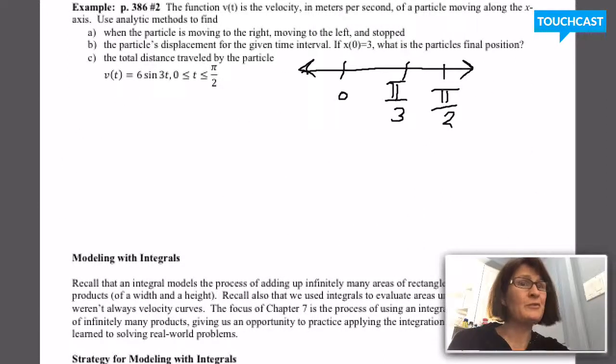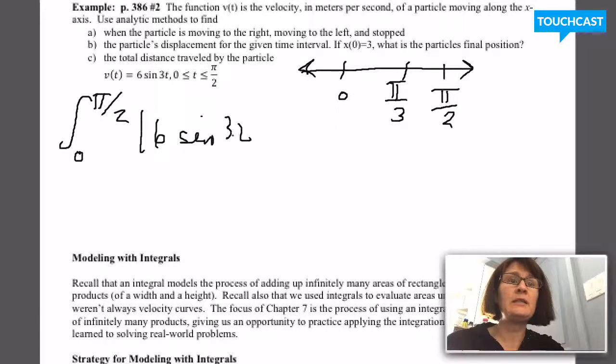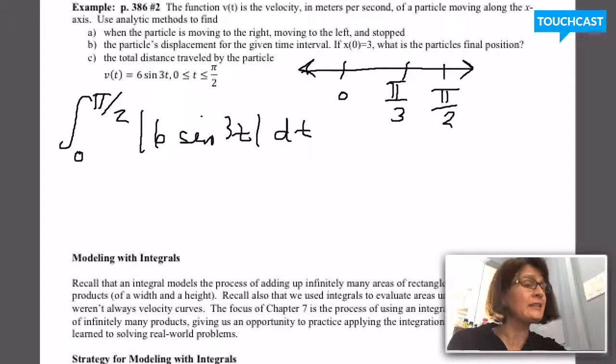For the last part, part C, we've been asked to find the total distance traveled by the particle. If this were a calculator problem, I would write this integral: the integral from 0 to pi over 2 of the absolute value of 6 sine of 3t dt. I could type that into my calculator. My calculator is able to calculate this result.